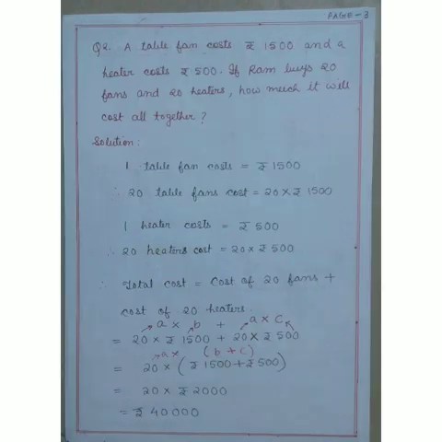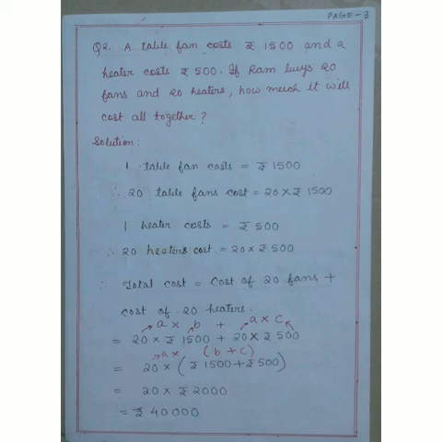Question number 2. A table fan costs rupees 1500 and a heater costs rupees 500. If Ram buys 20 fans and 20 heaters, how much will it cost altogether? Solution, you should write like this: one table fan costs rupees 1500. Therefore, 20 table fans will cost 20 into rupees 1500. One heater costs rupees 500. Therefore, 20 heaters cost 20 into rupees 500.